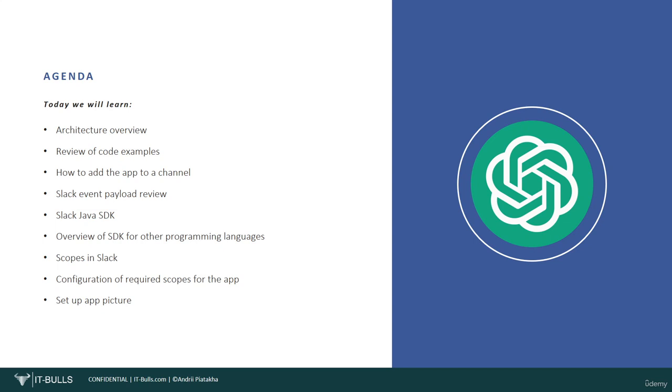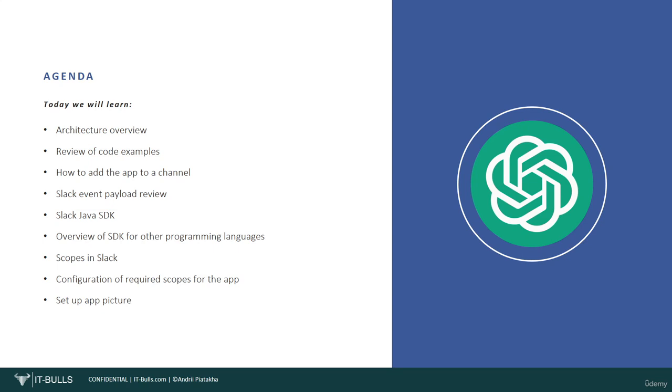Especially for this lesson, I prepared real web applications that integrate Slack and GPT. The biggest part of the lesson we are going to spend on a review of code examples in order to understand how all integrations work under the hood. We are going to learn the key attributes of the Slack events payload so you can understand which attributes you can use in your application. During the lesson we are going to use the Slack Java SDK.